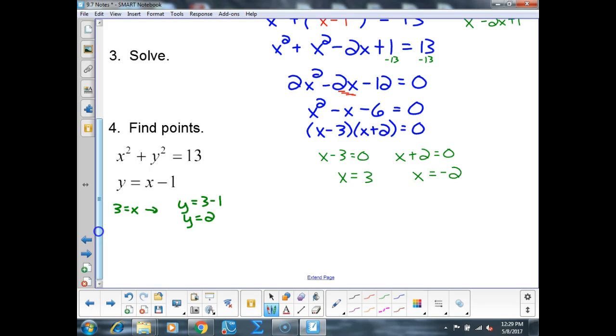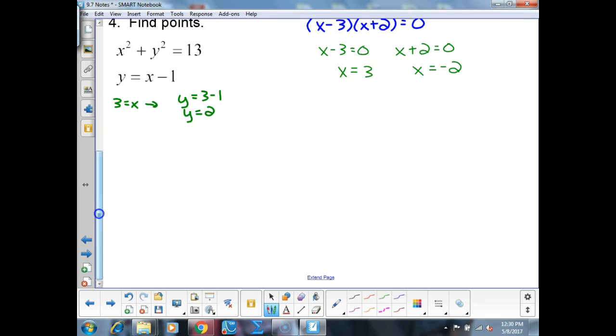Here's the kicker though. I've also got to put it into the other one, okay? And hopefully I get out a 2, okay? So if I put it into the other one, then I would get 3 squared plus y squared equals 13. So that's 9 plus y squared equals 13. So that's y squared equals 4. So y is equal to plus or minus 2.